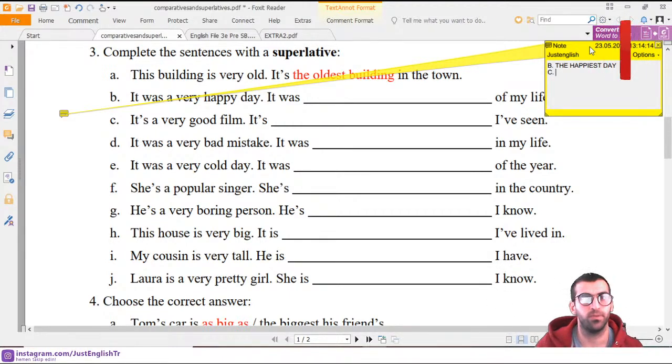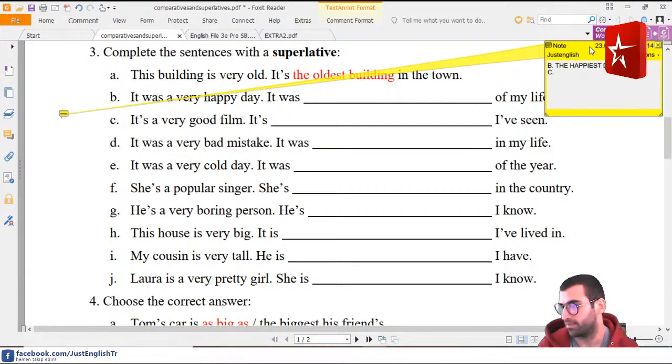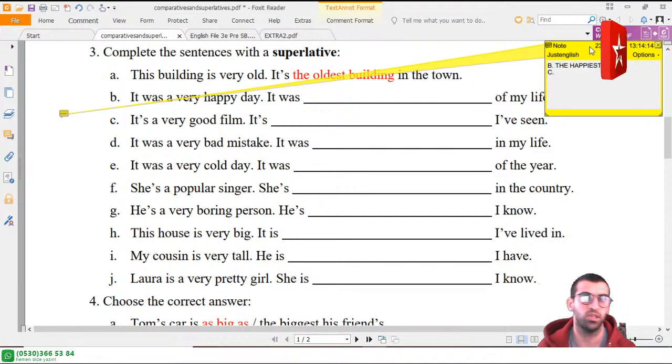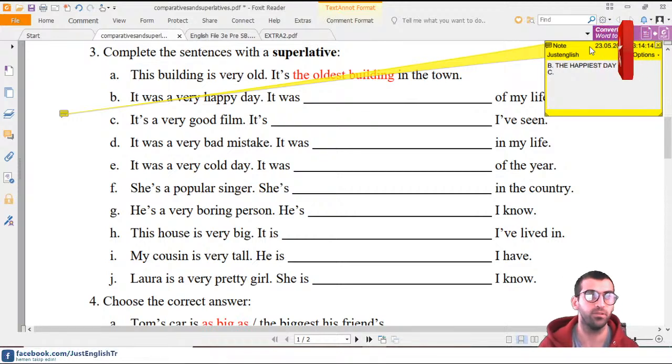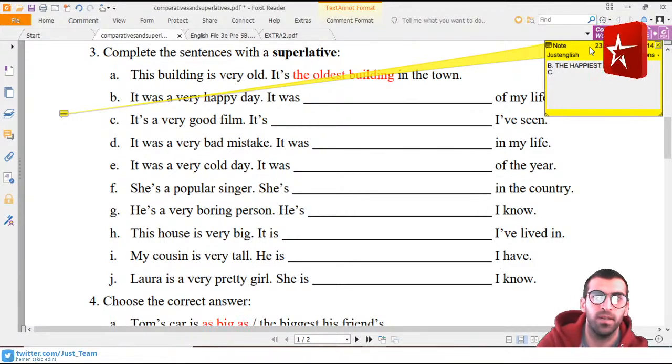It's a very good film. It is blah blah blah I have seen. Yes, good is an irregular adjective in English. We have good, we have bad, and we have far. They are irregular adjectives and we should change them from fruit. Like, it's a very good film. It is the best film I've seen.